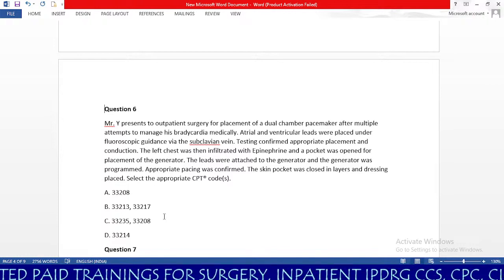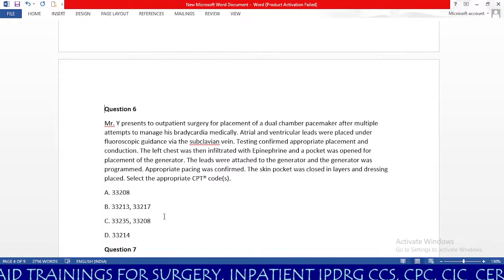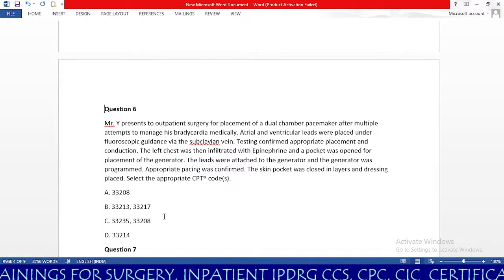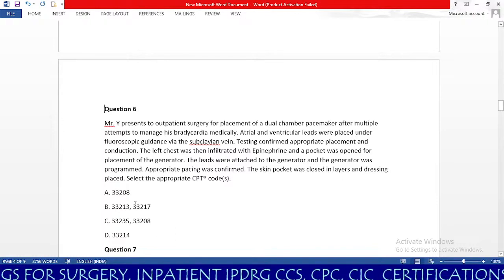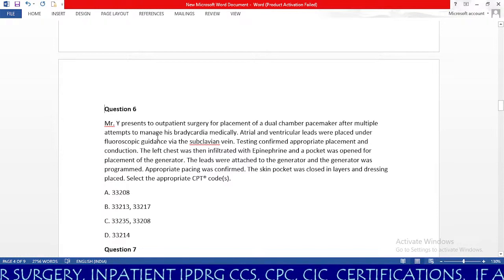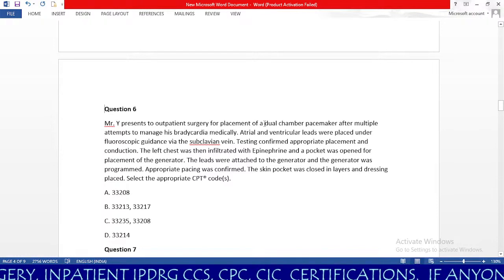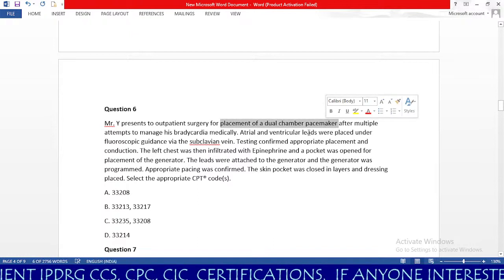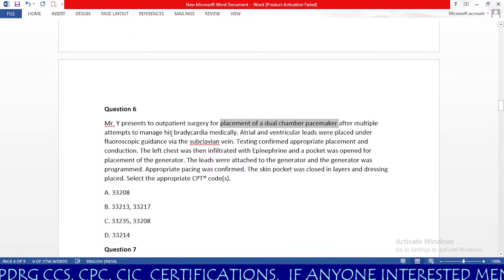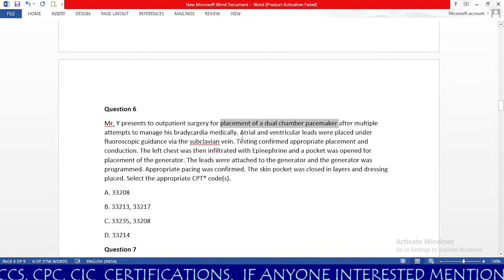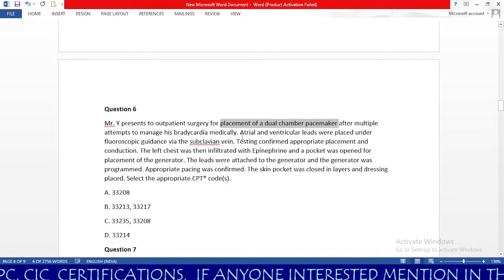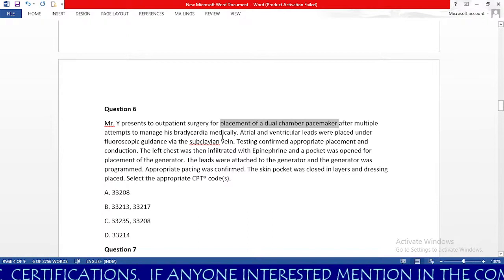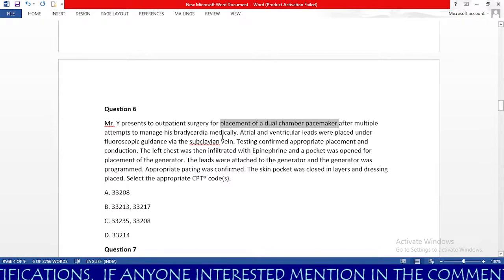Thank you, Anita. Yeah, we got three answers now. We can go ahead and start our discussion. So question number six. Mr. Y presents to outpatient surgery for placement of dual chamber pacemaker. Okay. So this is the keyword here. After multiple attempts to manage his bradycardia medically. So basically, the physician has tried to treat his bradycardia with conservative treatment.